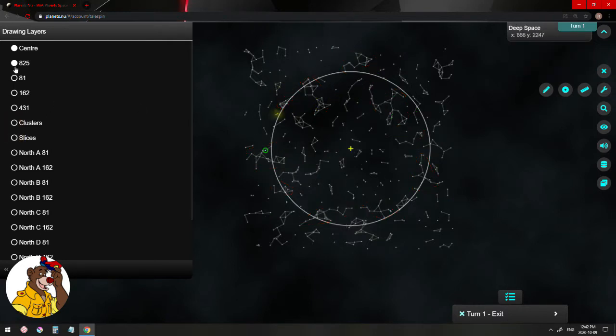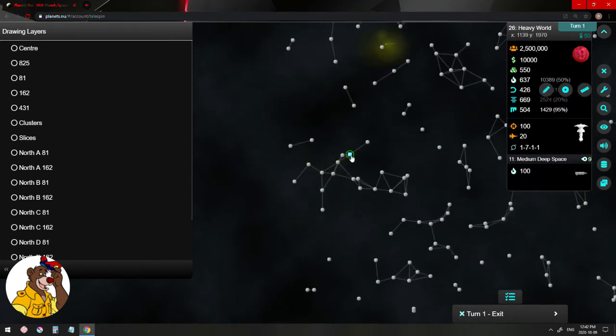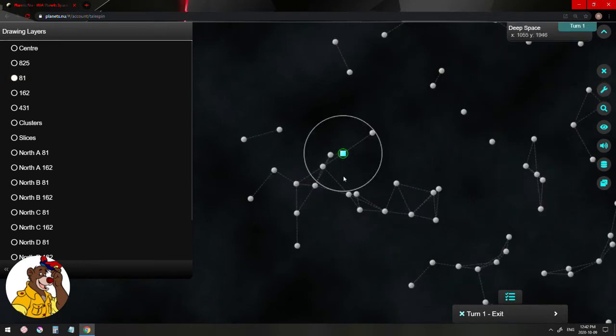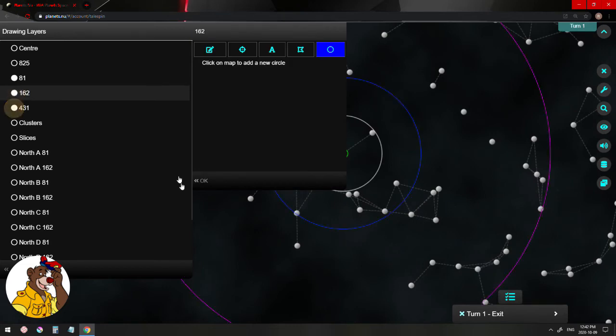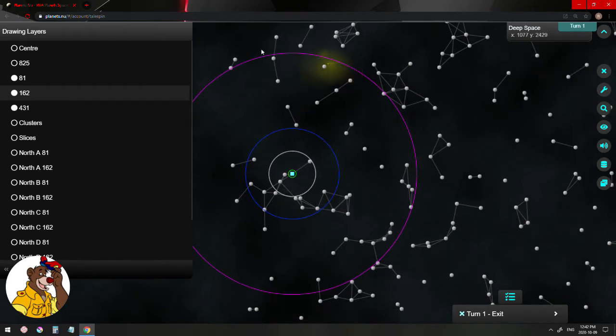What I use is the three rings or the three circles. I use my homeworld as a reference point because that's reliable. I know that's a point. And I draw a circle that's 81 light years, 162, and 431 around my homeworld. I use 431 because that's a number I got from Glenn, though I think he uses 437, and I sort of morphed it to 431. Generally homeworlds are anywhere from 425 to 525 apart. It's a good guess to try 430 to 450.